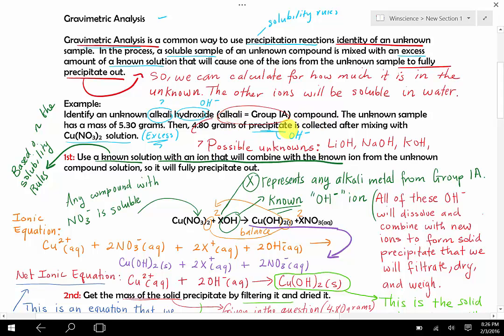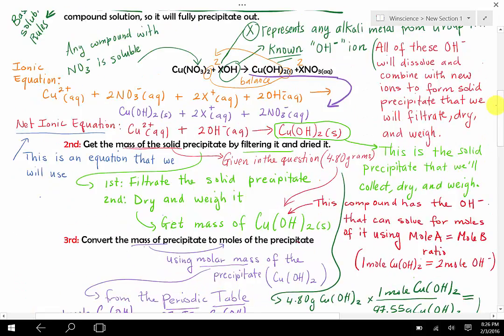So going back to our periodic table, alkali are elements in group 1A. We could have lithium hydroxide. Notice how the hydroxide is given to us right there. Or you can have sodium hydroxide or potassium hydroxide. So you look at the unknowns, they all have a common ion, okay? This is the ion that we will determine throughout the whole process. We don't know about lithium, sodium, or potassium, but we know hydroxide. So let's see how that works.